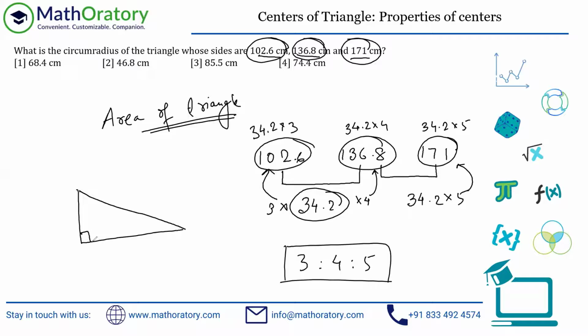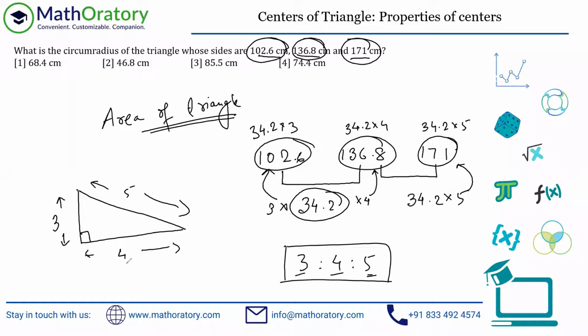Now, if you're not aware of this idea, just use Pythagoras. 3 square plus 4 square will be equal to 5 square. This is a Pythagorean triplet, by the way. So this is in the ratio 3 is to 4 is to 5, which implies it's a right angle triangle, because of just a basic idea of similarity. Sorry, I wrote 5 twice.